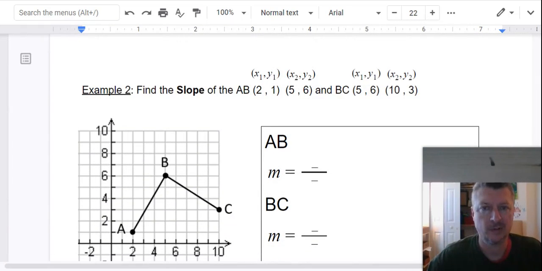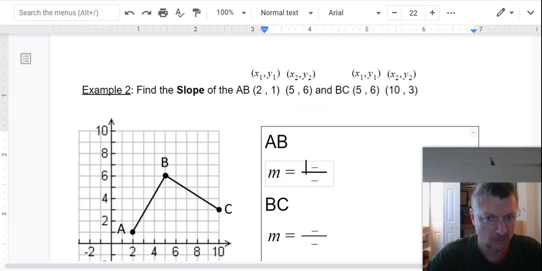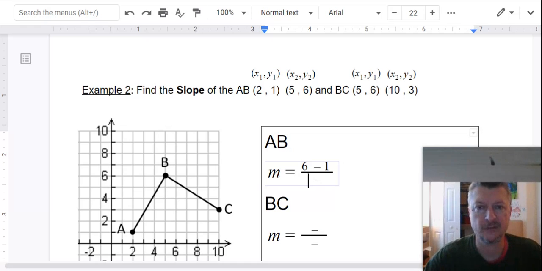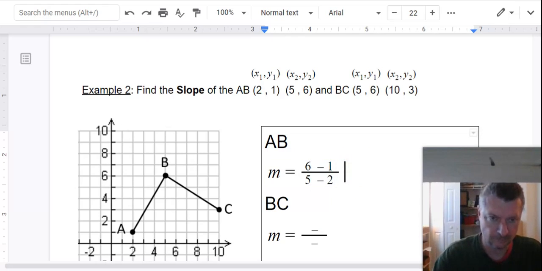Okay. Y2 is 6. We're doing AB first. Here's AB. Right? Y2 is 6. Y1 is 1. So 6 minus 1. And then you have x2 minus x1. That's 5 minus 2. All right, we're going to keep it going here. Equals.